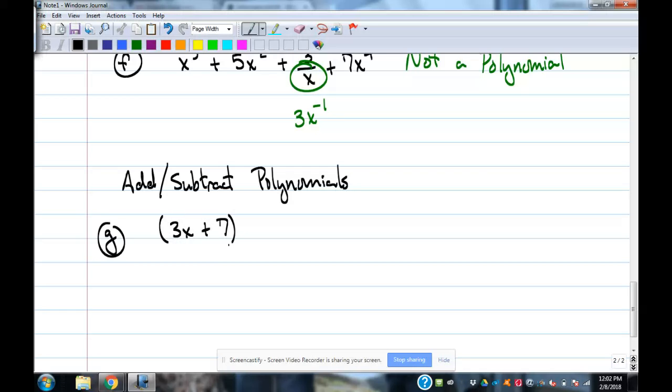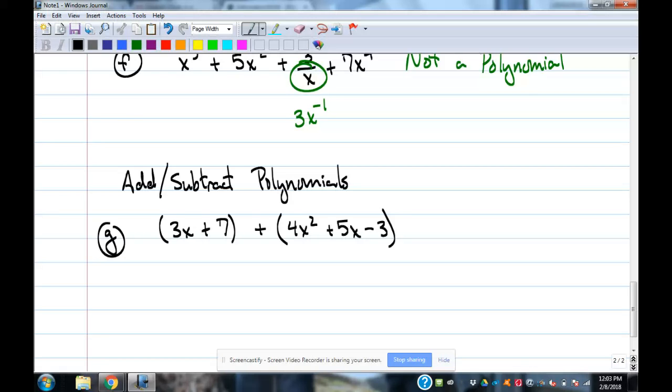What kind of polynomial is that? What size? Classify it. 2 terms. It's a binomial. So we take one binomial and we add, let's say, 4x squared plus 5x minus 3. But hang on just a second. So this would be a what? This would be a trinomial. We're adding a binomial, a trinomial. It doesn't really matter about that, but it's good to know that.